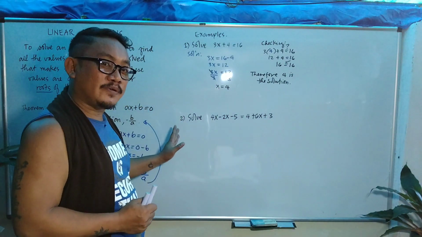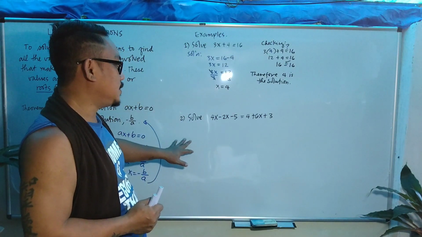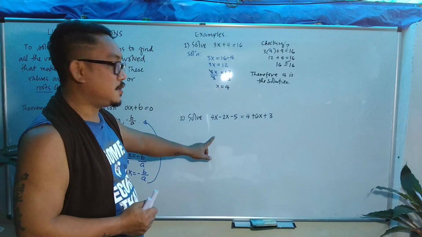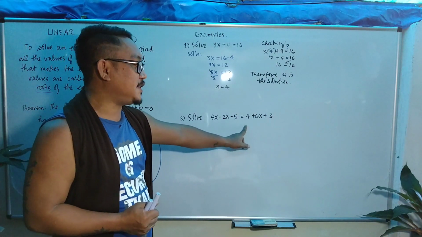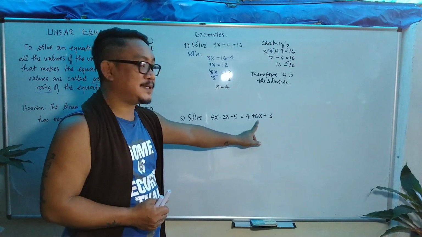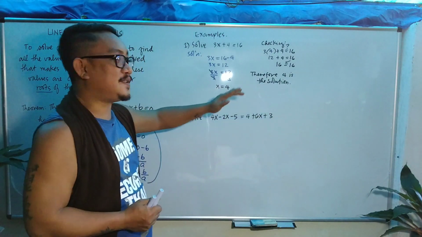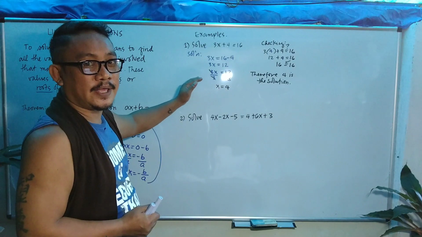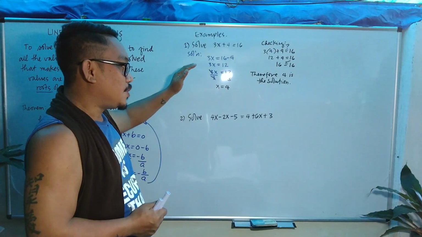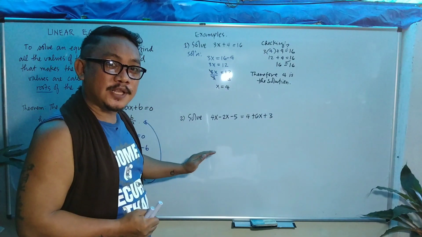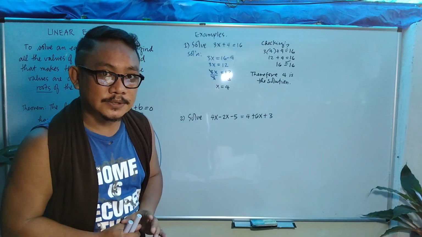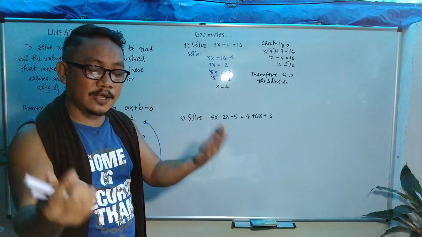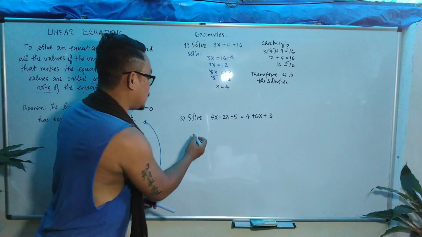So let's consider example number 2. You are given here 4x minus 2x minus 5 is equal to 4 plus 6x plus 3. So it's different from example number 1. So what you're going to do here is to observe first the equation. So what is the first thing to do?